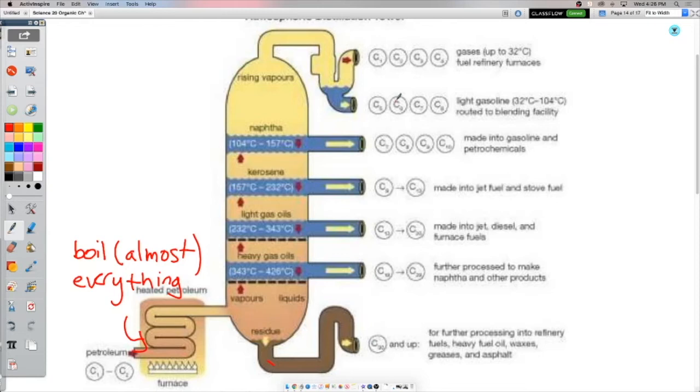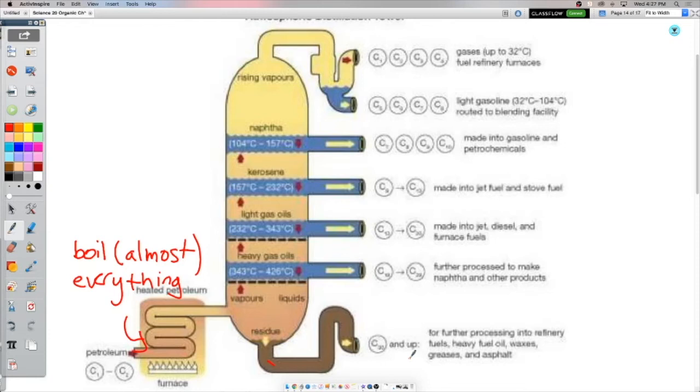These are things like asphalt, greases, wax, right? Those are the biggest things we can pull out and say, okay, they're not going to boil. Let's pull them out and use them for what they're good for. Already, look, we've pulled something out of our hydrocarbon soup. We've pulled something out that now can be used for a more specific purpose.